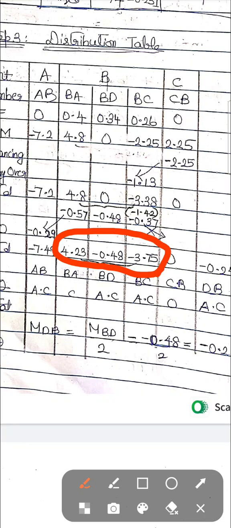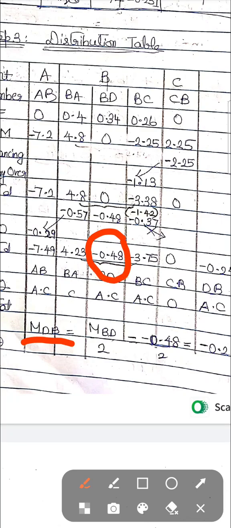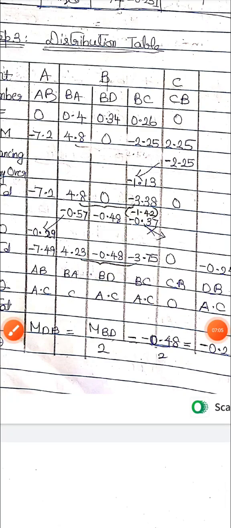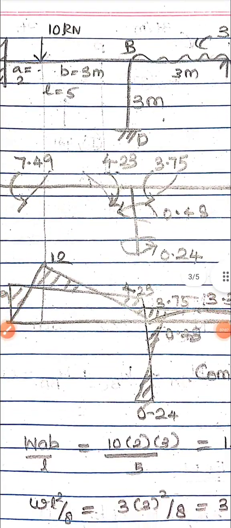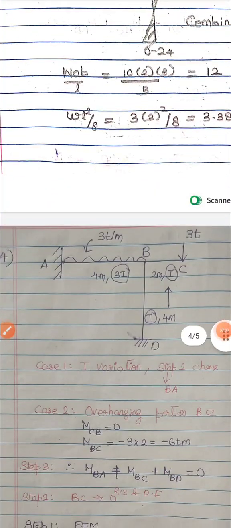Sometimes you get a problem like this. After that, as I already told you, MDB equals MBD by 2. What is MBD? 0.48. So that by 2 is MDB. So you got all the moments, then you can draw the diagram. I hope you understand. So see the next problem also.